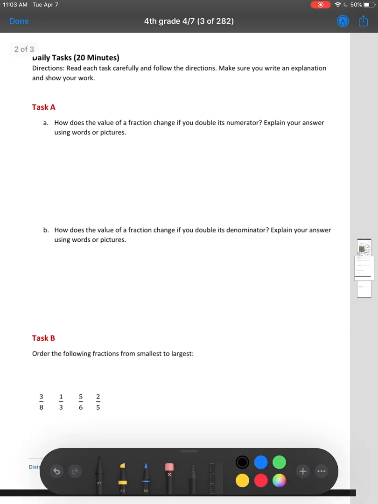So I'm going to say, all right, I have the fraction 2/5. And I'm going to go ahead and draw that over here as well.